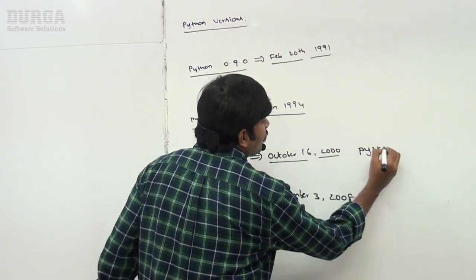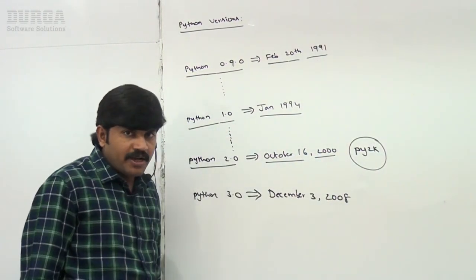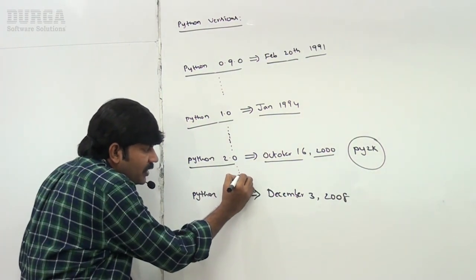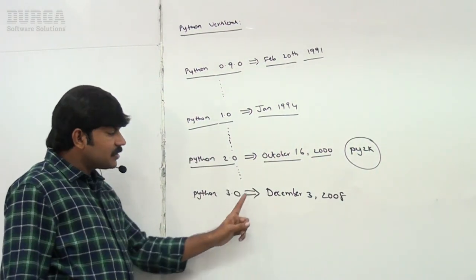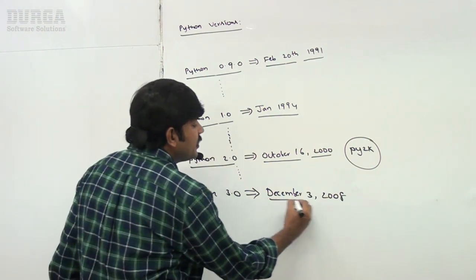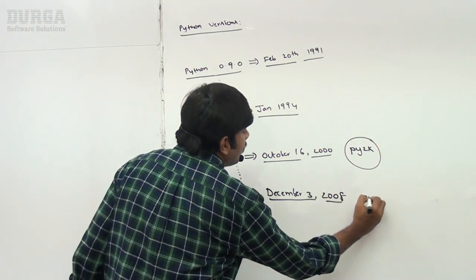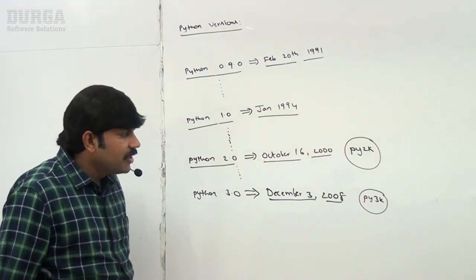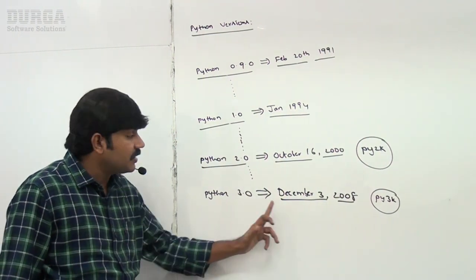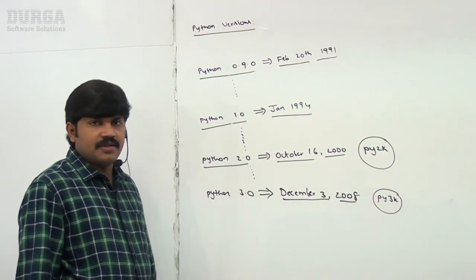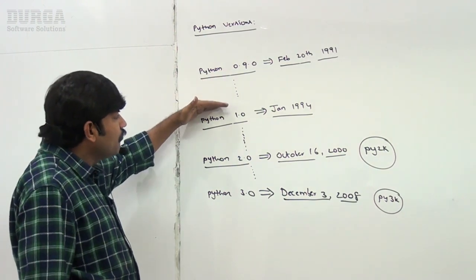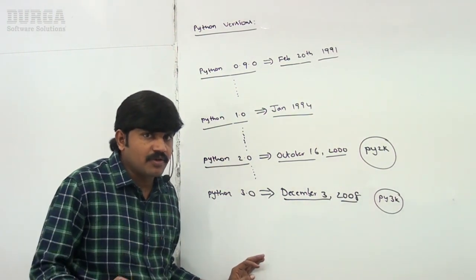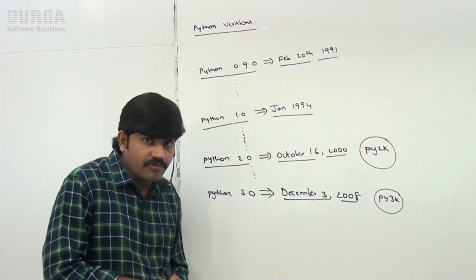The people who are going to use this version call it Py2K, like this, right? Now, do you know multiple subversions came? Next, Python 3.0 came on December 3rd, 2008. The people who use it call it Py3K, right, Py3K. These versions are from December 3, 2008. So these are the major versions which were released by the Python Software Foundation, right?